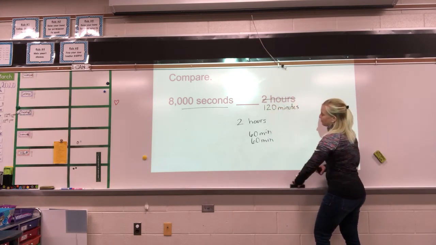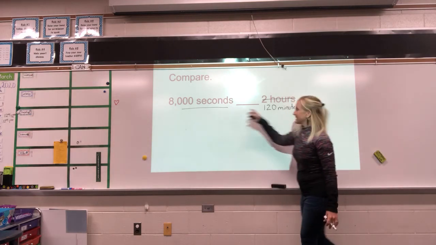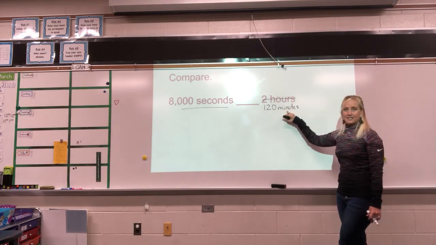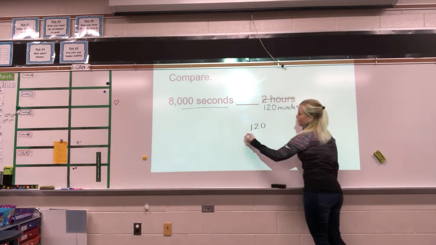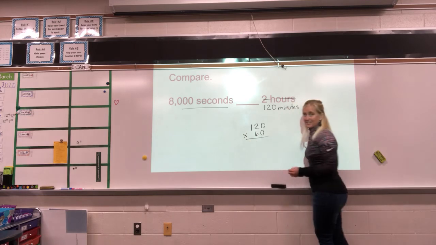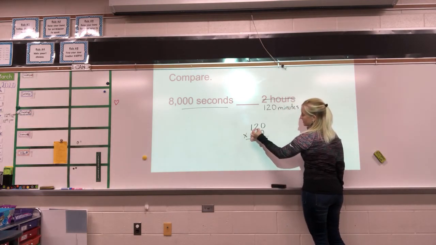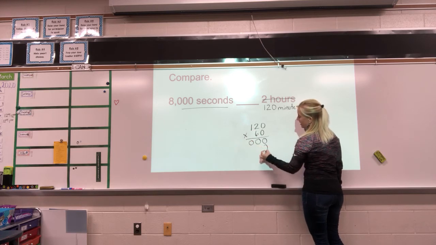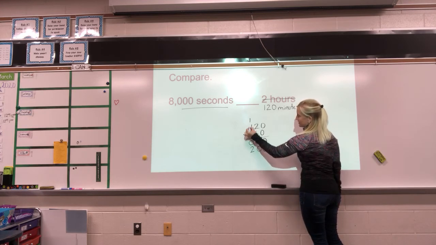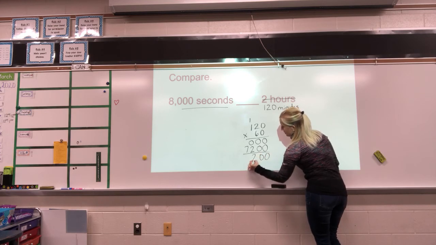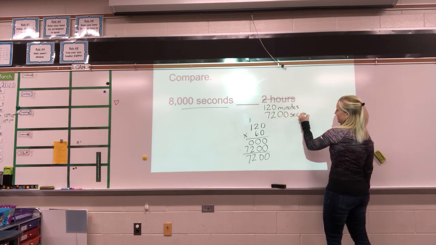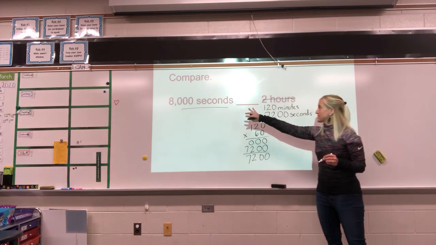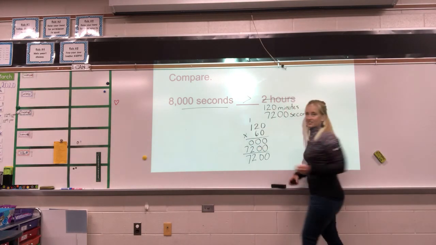Now I still can't compare yet because I have seconds and minutes. So now I have to change my minutes into seconds. Well, to do that, I know that there's 60 seconds in 1 minute. So I have to do 120 times 60. 0 times 0 is 0, 0 times 2 is 0, 0 times 1 is 0, and then put my 0 down. 6 times 0 is 0, 6 times 2 is 12, 6 times 1 is 6, plus 1 more. So I know that that's going to be 7,200 seconds. And then I can go ahead and compare now because this is seconds and this is seconds, and I can see that 8,000 is going to be bigger.